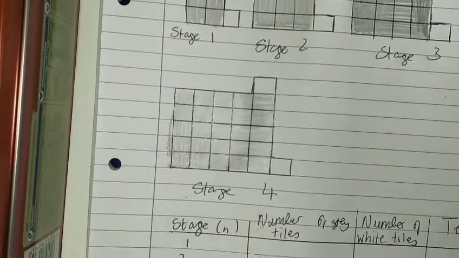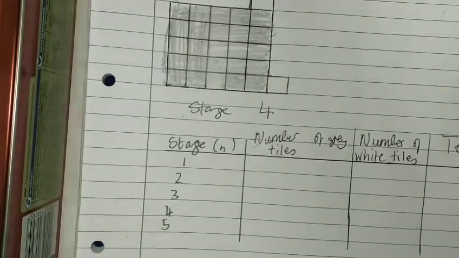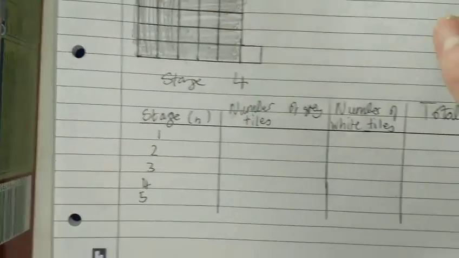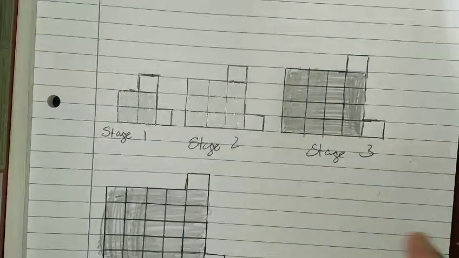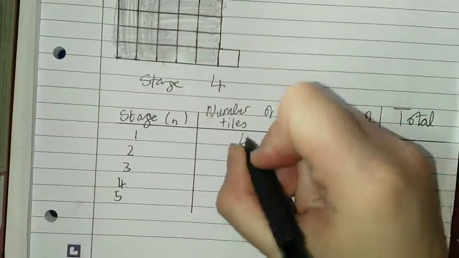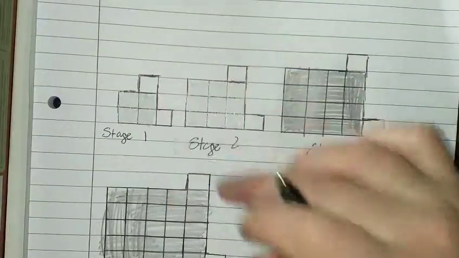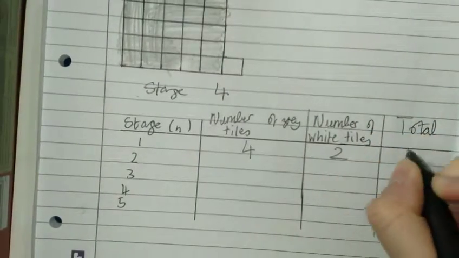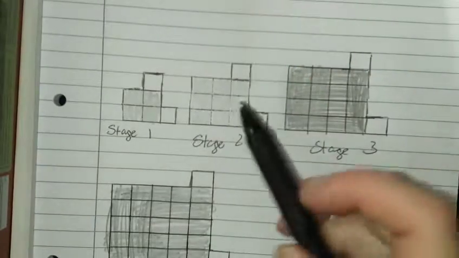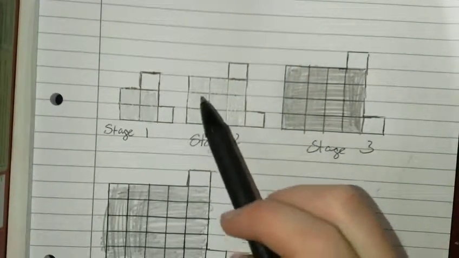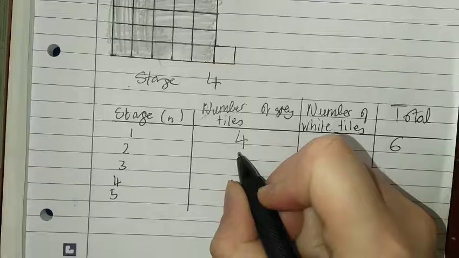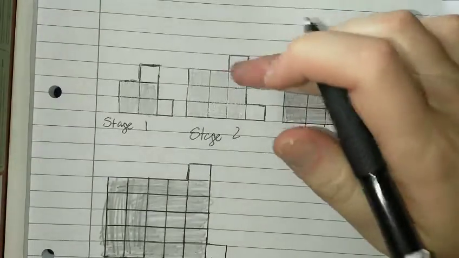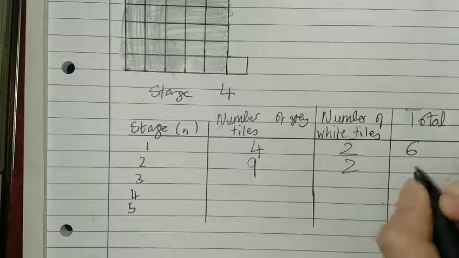Then, based on the pattern, we're asked to fill in this table. We look at the stage number, the number of grey tiles, the number of white tiles, and the total. In the first stage, we have 1, 2, 3, 4 grey tiles and 2 white tiles, so the total is 6. In the next, we have 1, 2, 3 on this side and 1, 2, 3 on that side, so we multiply 3 by 3 and get 9 grey tiles. We always have 2 white tiles, so we have 11.